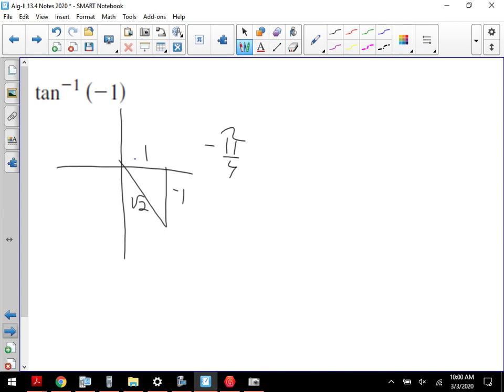Yes. Keep everything in radians. The rule for searching for tangents is between pi over 2 and negative pi over 2. Pi over 4, because 45 degrees is pi over 4. It's undefined at pi over 2 and negative pi over 2. Can't do it.